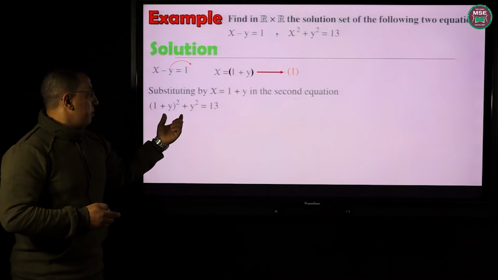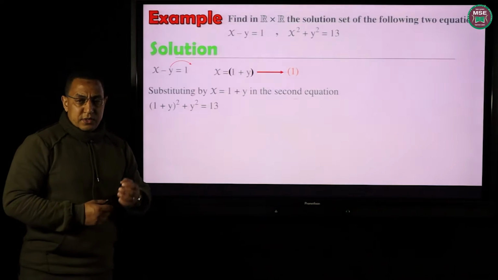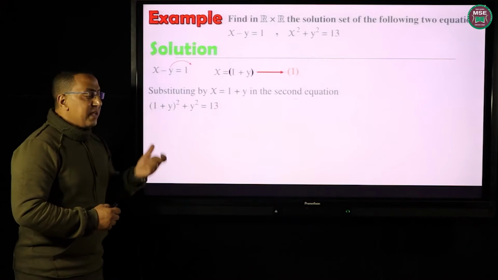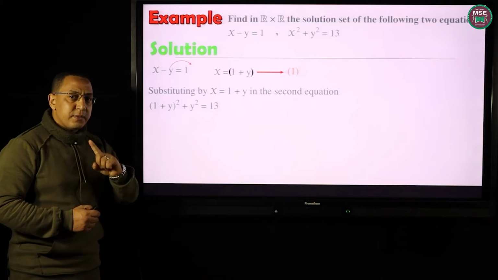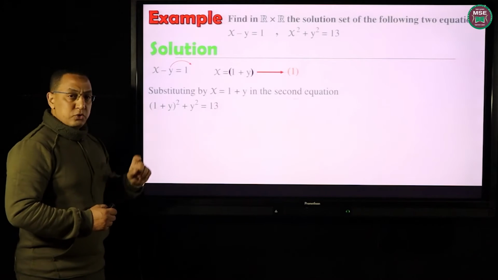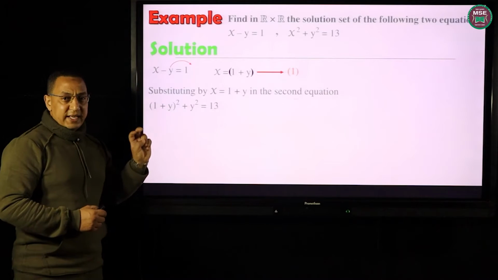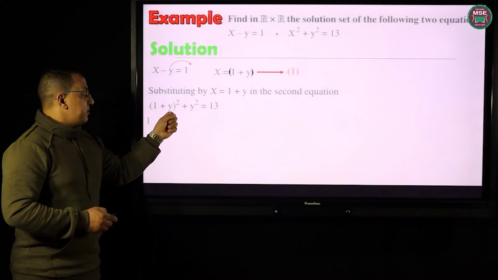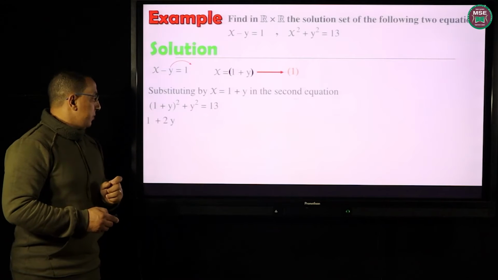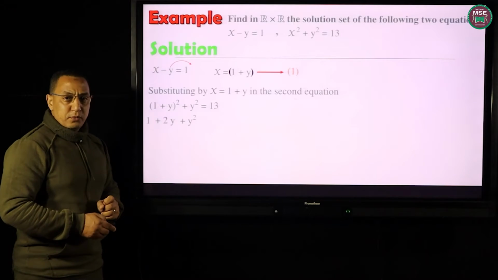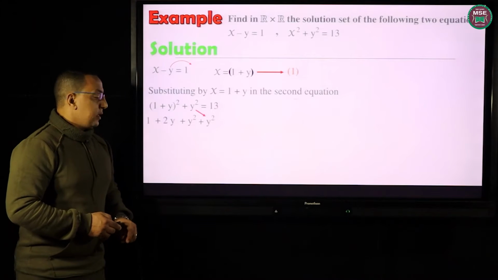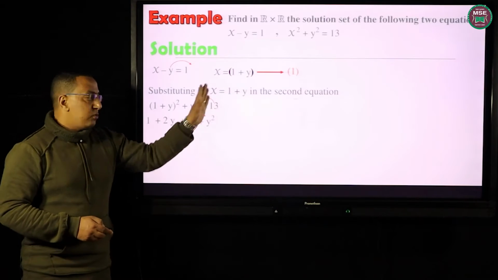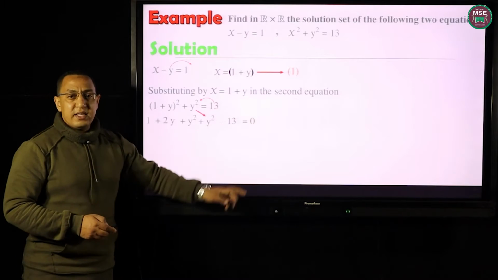So it will be (1 plus y) all power of 2 plus y power of 2 equal 13. Now we need to remember how we can expand this bracket. As we studied in the first prep, we make the first power 2, plus 2 times first times second, plus second power of 2. So 1 power of 2 equal 1, 1 times y times 2 equal 2y, and y power of 2 equal y power of 2. Now I'm going to drop 13 from the right side to the left side and make the right side equal 0.